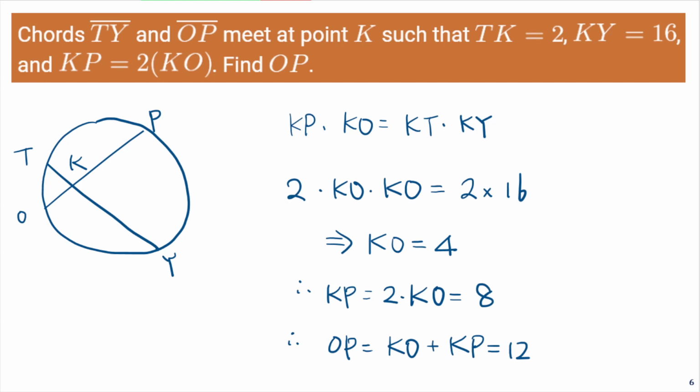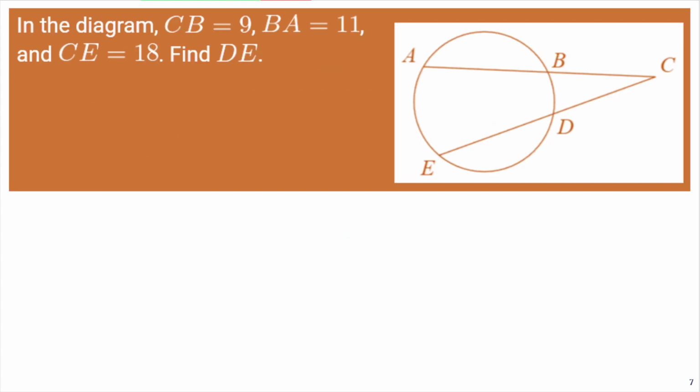Okay, good. If no questions, let's consider another one. In the diagram, CB equals 9, BA equals 11, CE equals 18. Can you find the length of DE? Again, I'll give you 30 seconds to consider this problem, and after that, we'll have a look at the solution together.